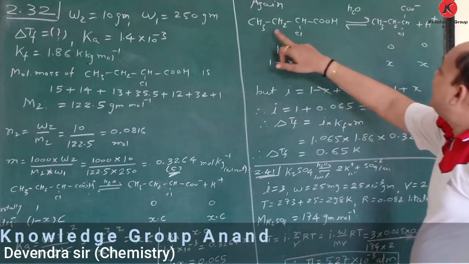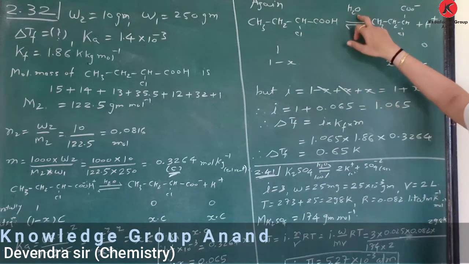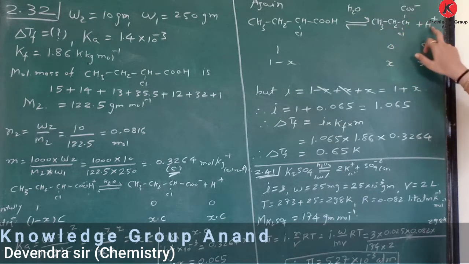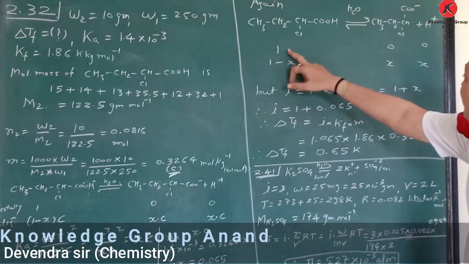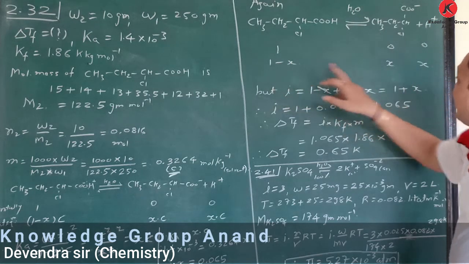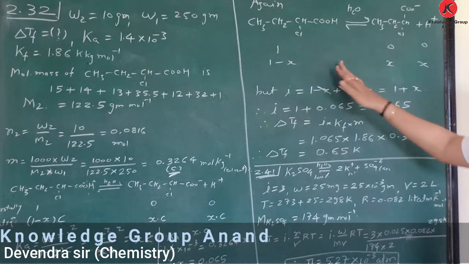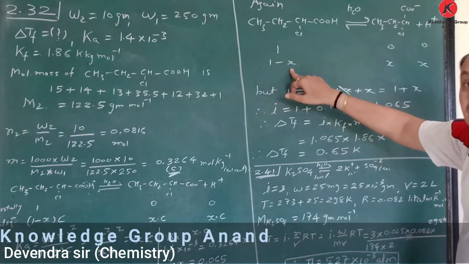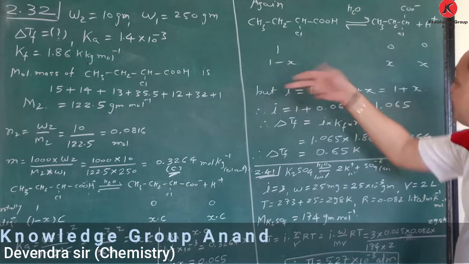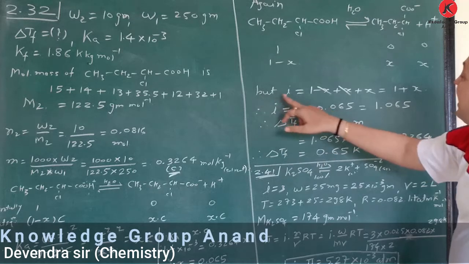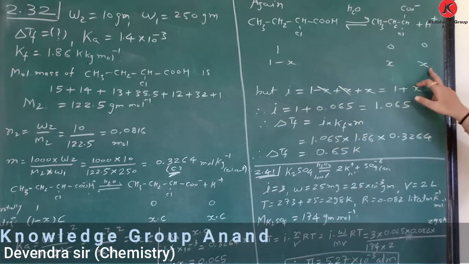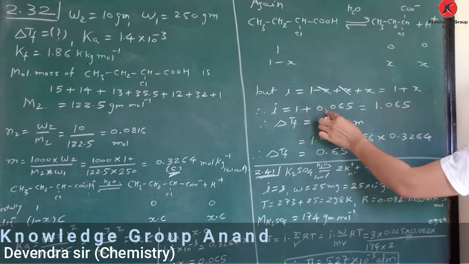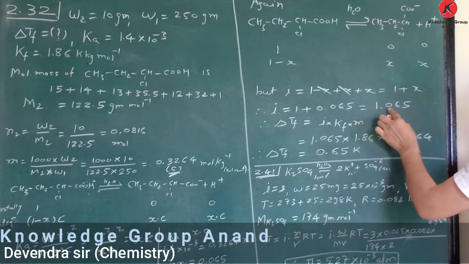Okay. Now again CH3CH2CHClCOOH, if you dissolve in water, at that time CH3CH2CHClCOO minus and H plus are produced. Initially 1 mole, so here 0. Here 1 minus X, so here X, X is there. That means X is whatever is dissociated in terms of ions. So here you have to calculate the van't Hoff factor. I is equal to 1 minus X plus X plus X divided by 1. So I is equal to 1 plus X. Put the value of X, 0.065, so here you get 1.065.